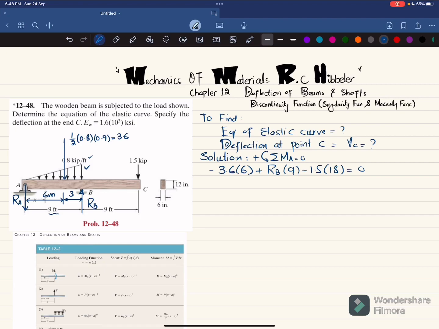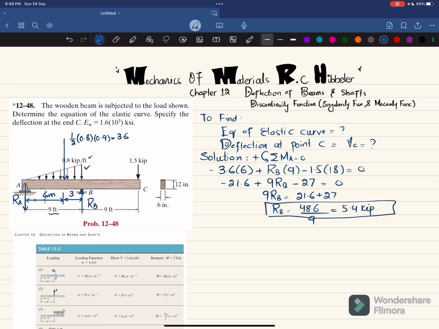So I will get minus 21.6 plus 9 RB minus 27 is equal to 0. So 9 RB will be equal to 21.6 plus 27, which is 48.6, and if you divide by 9 on both sides, you will get RB equal to 5.4 kip.